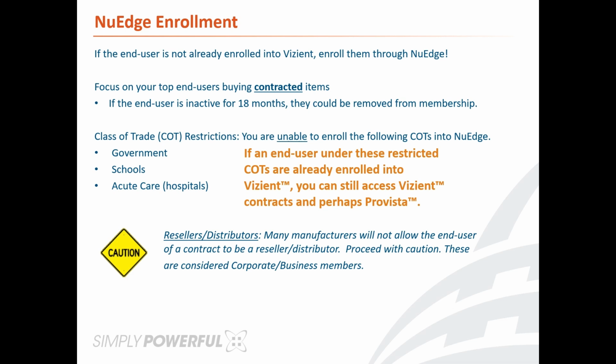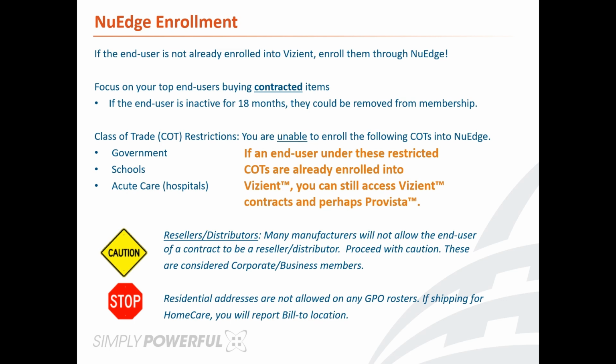And also other distributors or resellers. The manufacturer wants to know where their product's going, and so if it's going to another distributor, more than likely the rebate claim would be denied. And also residential addresses are restricted or not allowed. But if you happen to ship it to the doctor's home or the nurse's home, just make sure when you fill out the sales tracing report that you use the facility name and address that is on the roster.